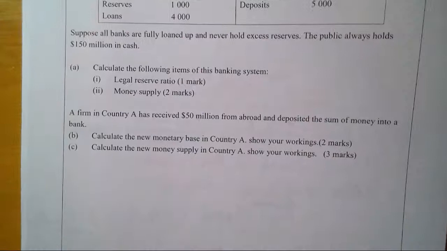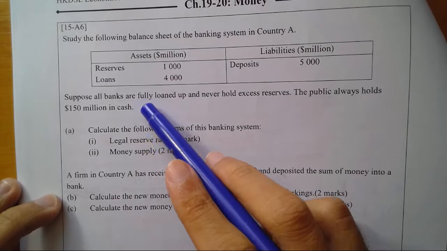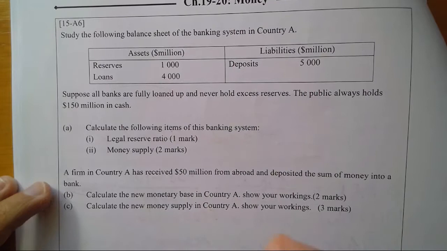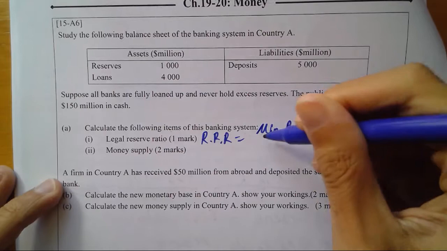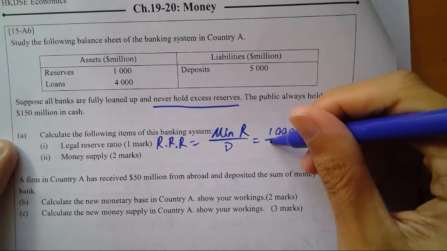So, let's see here. Now, again, we have a very standard balance sheet. Suppose all banks are fully loaned up and never hold excess reserve, right? Always hold cash, hold this amount in cash. Now, let's see. First, calculate legal reserve ratio, which is our RRR. Remember, RRR, minimum reserve divided by deposit. Now, this time, 1,000 already is our minimum reserve because never hold excess reserve, right? 0.2 or 20% as you like, right?